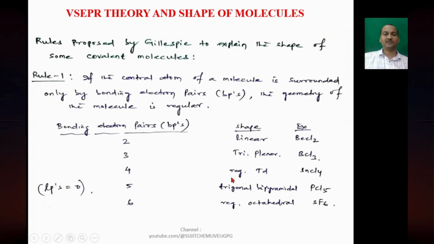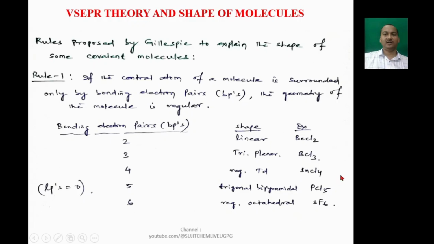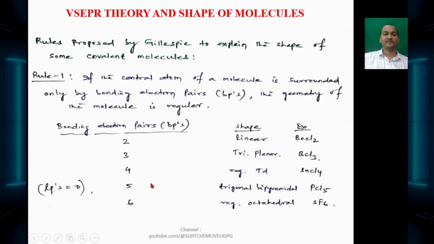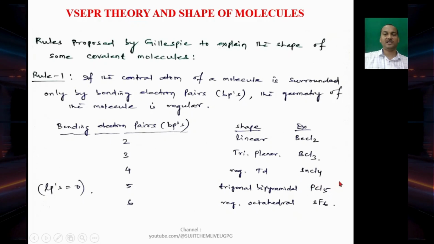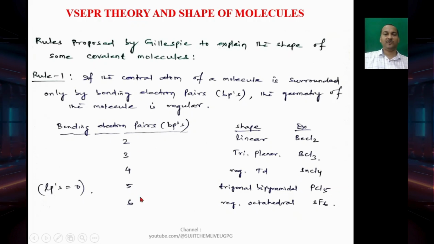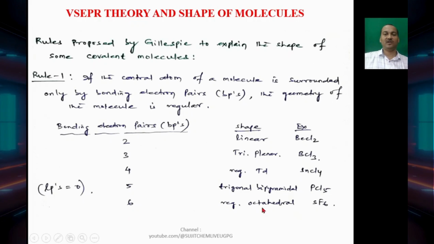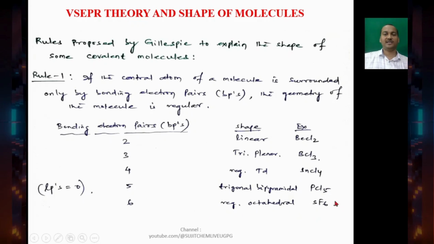Similarly, 4 bond pairs, so regular tetrahedron structure, and example is SnCl4. Similarly, 5 bond pairs, so trigonal bipyramid and structure is PCl5. And 6 bond pairs is regular octahedron, for example SF6.